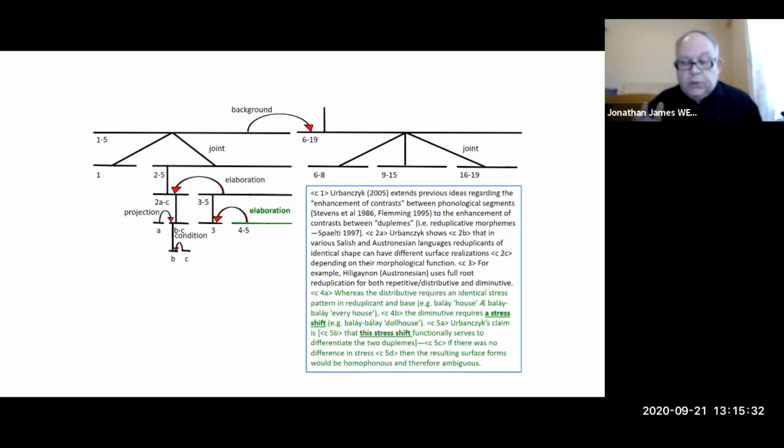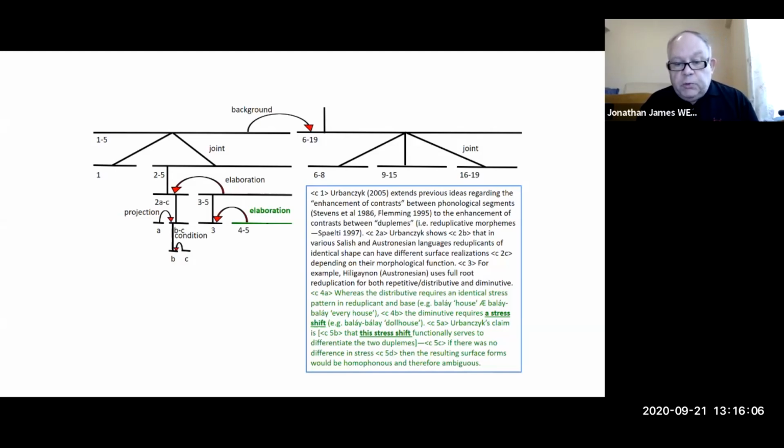Let me get back to 4B. The diminutive requires a stress shift. Urbanchik's claim is that this stress shift functionally serves to differentiate the two reduplicants. If there was no difference in stress, then the resulting surface forms would be homogeneous and therefore ambiguous. All right, so how is this all put together? Well, let's see. For example, and then it mentions this Austronesian language. I'm not sure how to pronounce the name of that language.